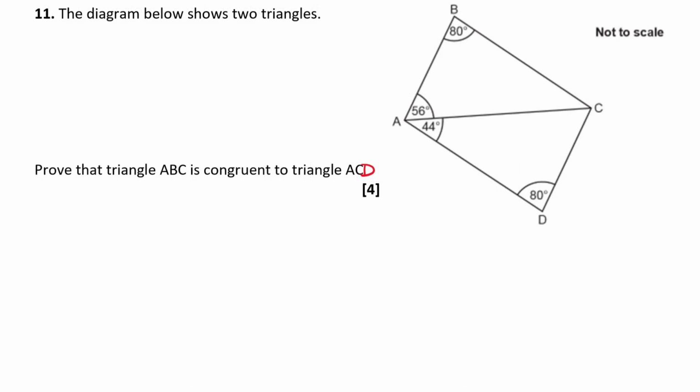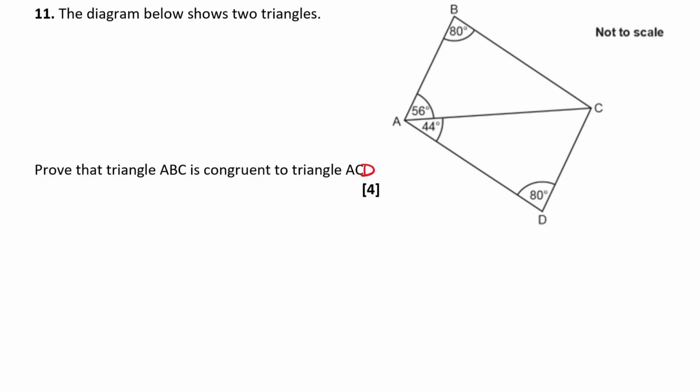Question 11. The diagram below shows 2 triangles. It asks me to prove that triangle ABC is congruent to triangle ACD. Now, if 2 shapes are congruent, it means they have exactly the same shape and same size.